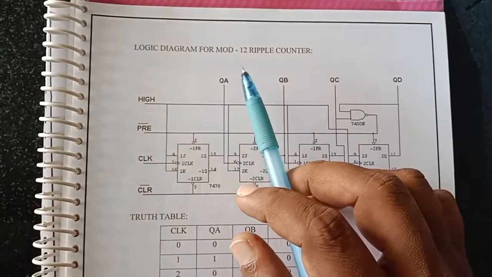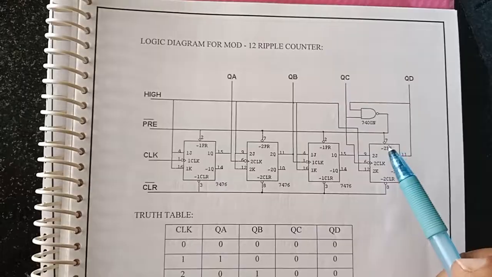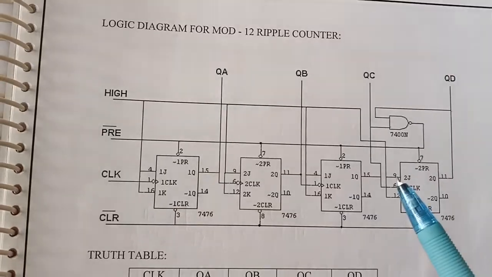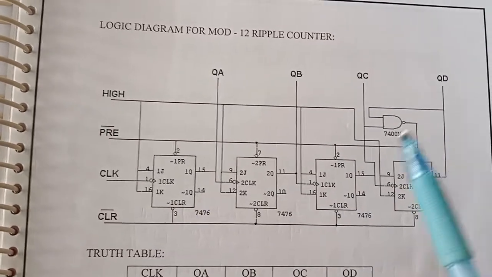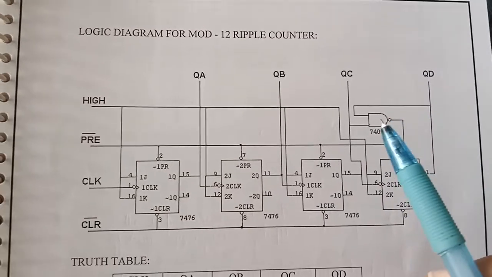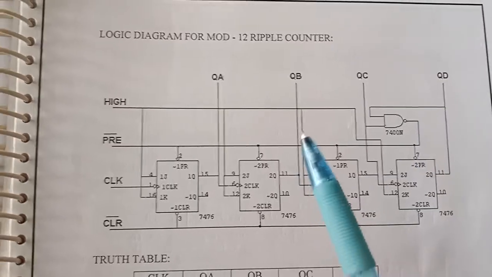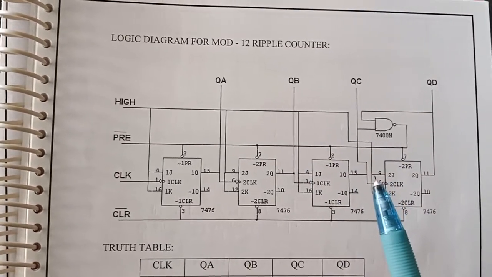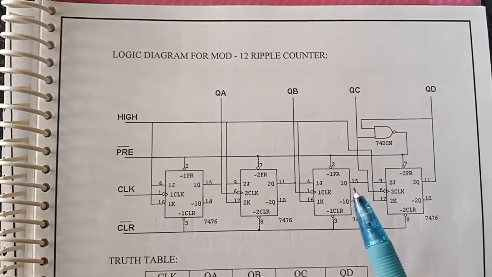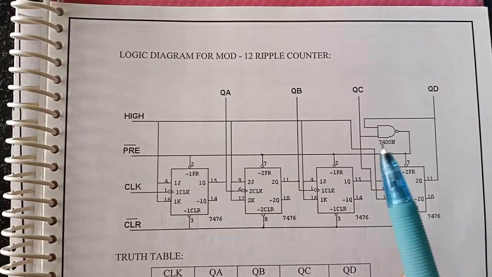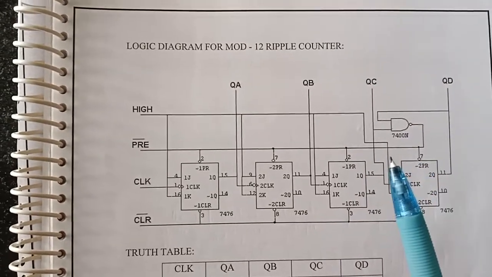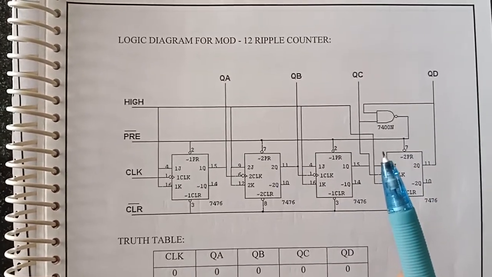So this is the logic diagram for the Mod-12 ripple counter. This is almost similar to the Mod-10 ripple counter. This Mod-12 ripple counter counts the clock pulses from 0 to 12. Here we are using the NAND gate. One input is given from the output of the fourth JK flip-flop, and the second input of this NAND gate is given from the output of the third flip-flop, that is QC. So QC and QD are the inputs for the NAND gate. The output of this NAND gate is given to all the preset inputs of the JK flip-flops.